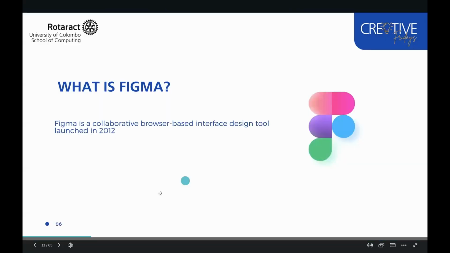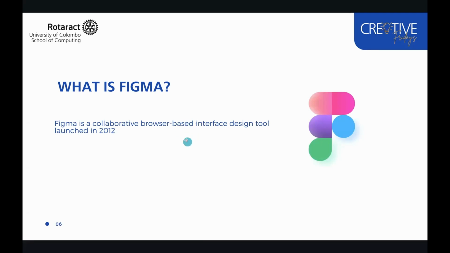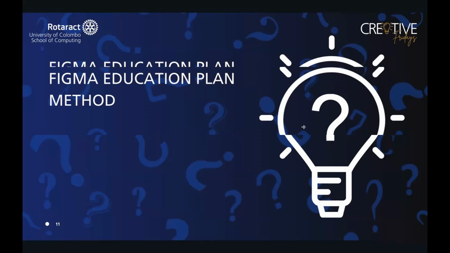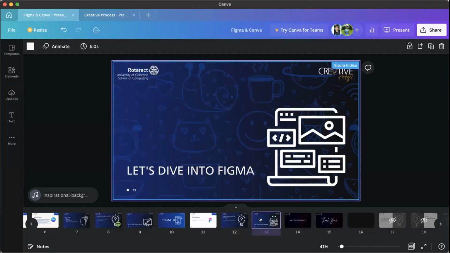Thank you, Kushantha. So what is Figma? I guess most of you guys know what Figma is by now. Figma is a collaborative browser-based interface design tool that was launched in 2012. And before we get started into the tool, how do we get the Figma education plan? So yeah, you can get a student account easily if you use the university ID. And you can get, I think, up to 1 or 2 student teams. So let's dive into Figma now.